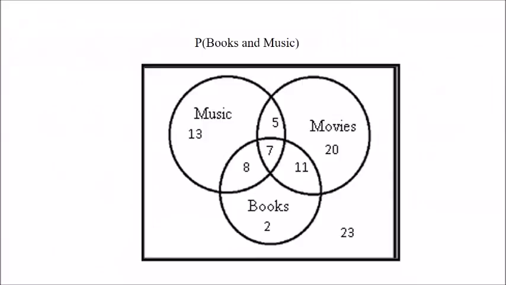Okay, we're going to go through some more problems for Venn diagrams, just some extra practice. We're looking at the probability of books and music. Again, for an and statement, it's extremely restrictive. The and statement says they have to be a part of those two things at the same time. So we're looking at books and music, the intersection of those two circles.